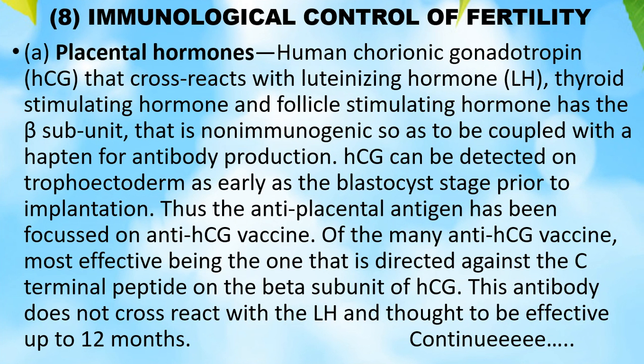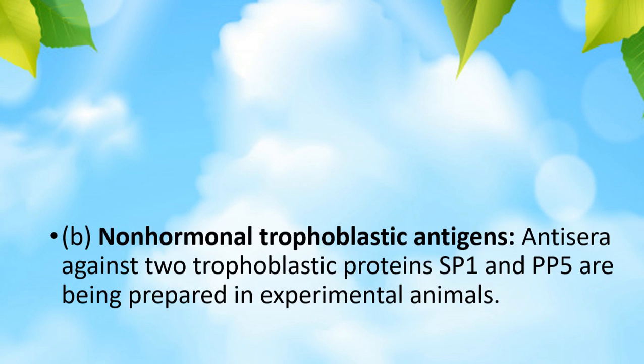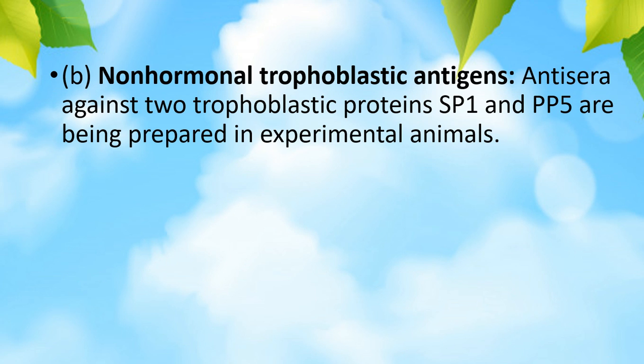Of the many anti-HCG vaccines, the most effective is the one directed against the C-terminal peptide on the beta subunit of HCG. This antibody does not cross-react with LH and is thought to be effective for up to 12 months. That is a placental hormone. Next is non-hormonal trophoblastic antigen.